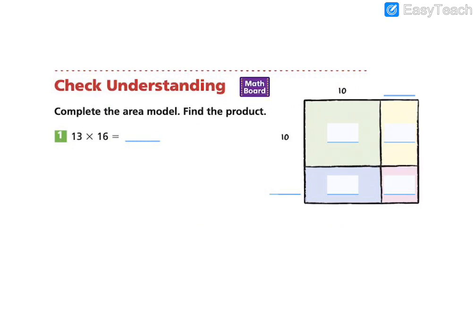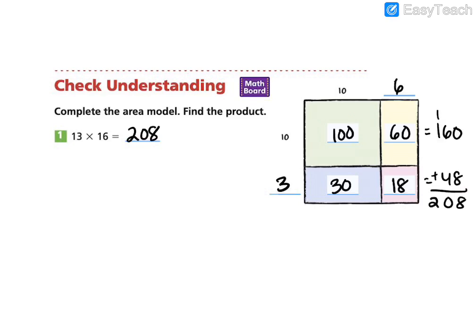All right, go ahead and complete check understanding. Press pause and press play when you're ready to check your work. All right, so over here you can see my partial products. When I use area models, I like to add them across so that it's easier for me to add vertically. That way I'm not trying to add 4 partial products at once. I'm just doing 2 at a time. Right, so you get your answer of 208.